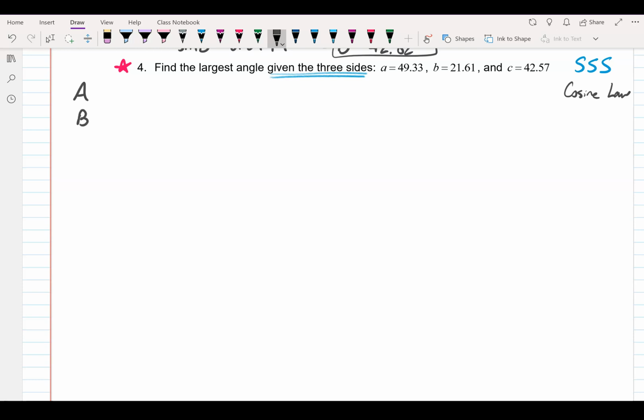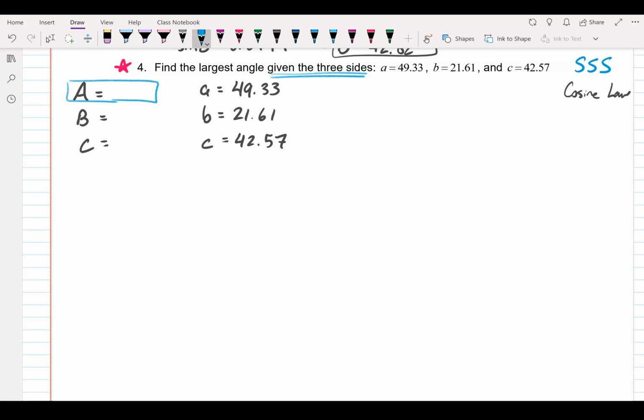But let's write out sides A, B, and C, just to make it crystal clear what we've been given. We've been given the sides here. All right, that's A, B, and C. We don't have any information about the angles, so we're kind of out of luck on that one. But let's take a look. We have been given A, which is the largest side, and that will give us the largest angle. So let me make that clear to you. The largest side corresponds to the largest angle.